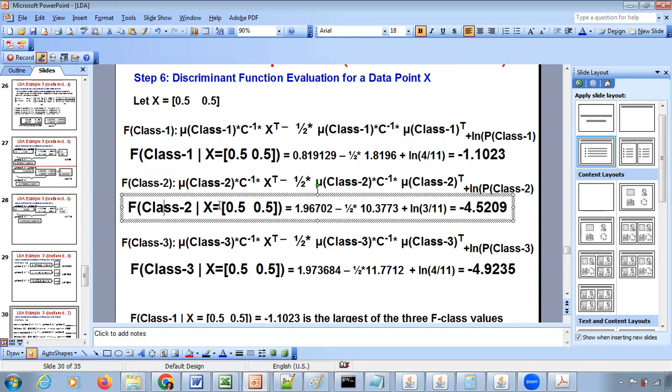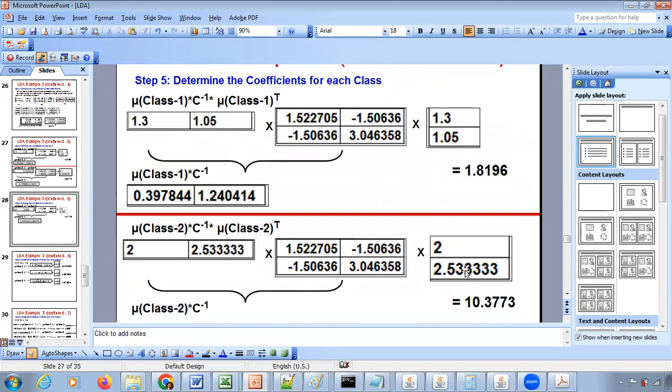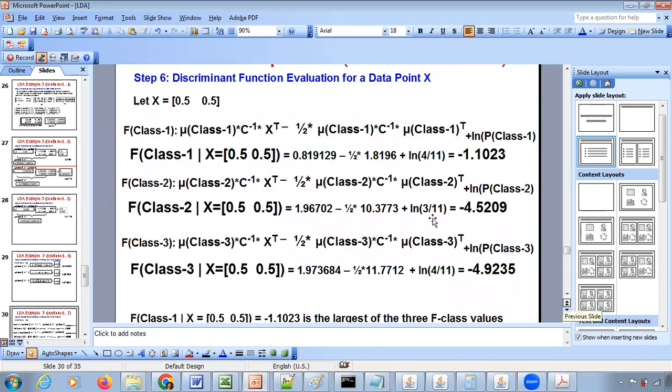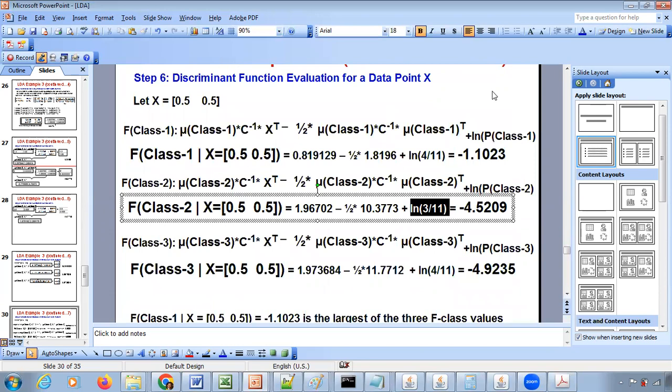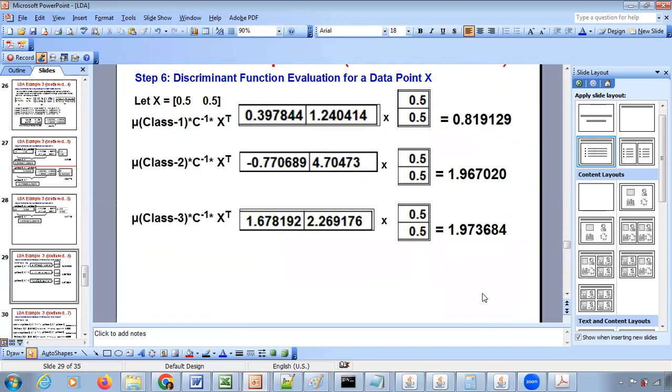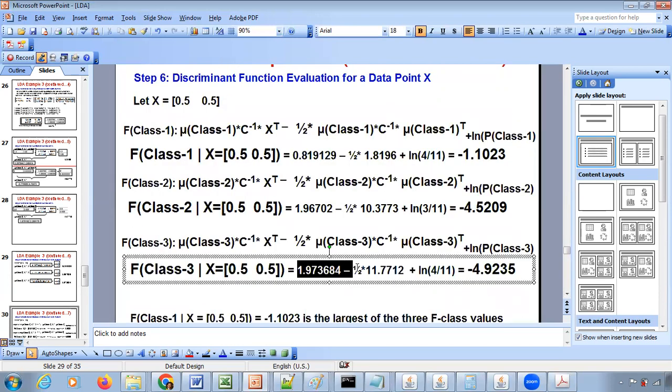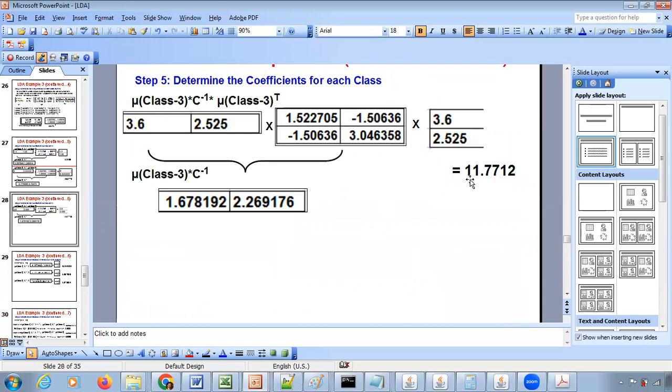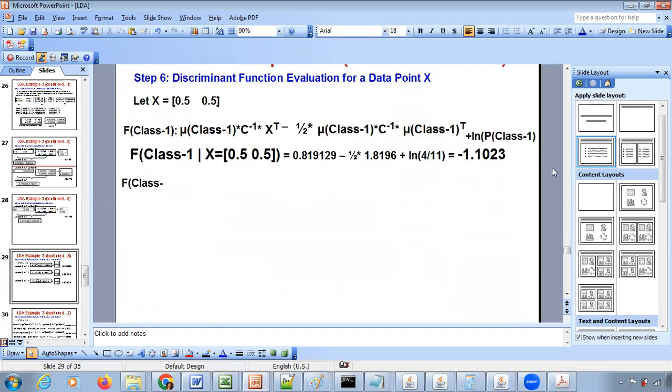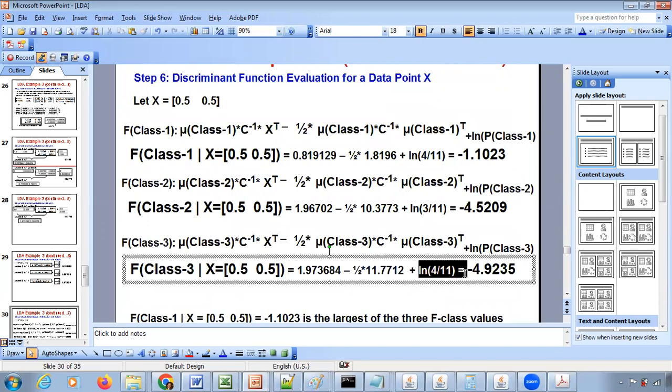Similarly, for class 2, the same test data point, you got 1.96702 minus half of this 10.3773, which comes from this thing here that we found for class 2, plus a log of 3 over 11 because there are only 3 of the 11 records for class 2. Then for class 3, we found 1.9736 here. So that's the number we use. Minus half of 11.7712. That's the number we got from the mean values. Plus log of 4 over 11 for class 3.